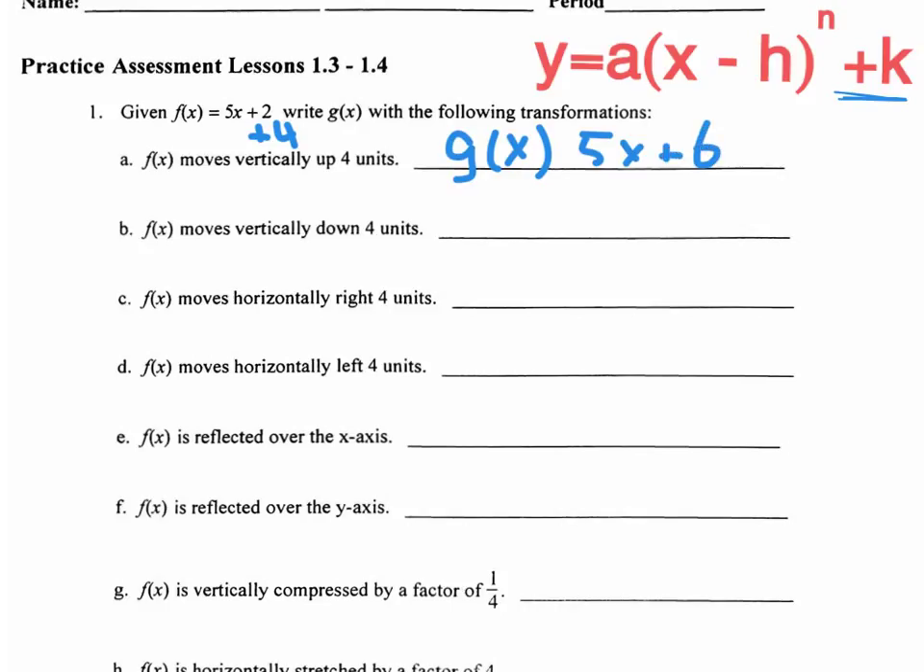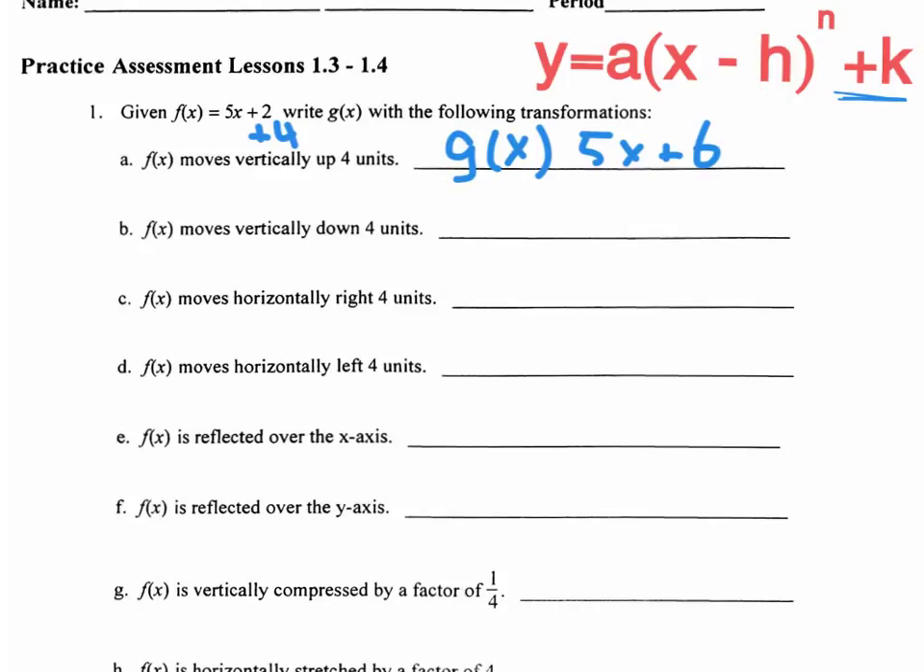Okay, let's jump to option C, or part C. It says horizontally moves right 4 units. So when you're moving left or right, that's your h value, and you need to think opposite, right? So if we're moving right 4 units, that's in the positive direction. If you're going 1, 2, 3, 4, that's in the positive direction. So when you put it in here, you need to think opposite, and you're going to end up with a minus 4 in there with the x.